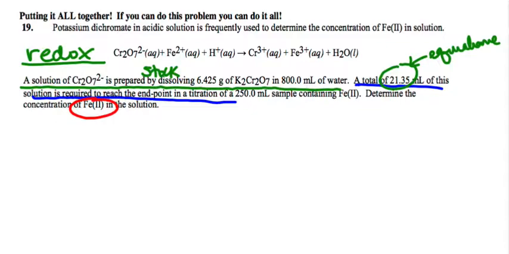So looking at this problem, we need to balance it. What two things are changing oxidation state? Chromium and iron.